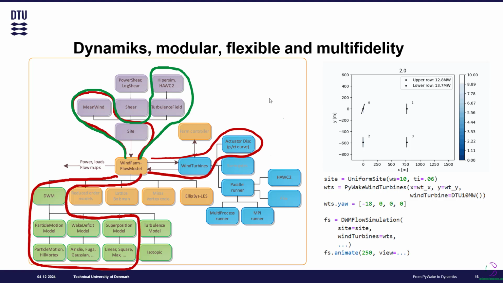You can see here for the site, you have picked mean wind speed. You've also picked turbulence field for the Hawk 2 wind turbine or wind farm site, hyper simulation. Then for the wind turbine, still it's only one. Then the engineering models is still only the one approach that is being used.